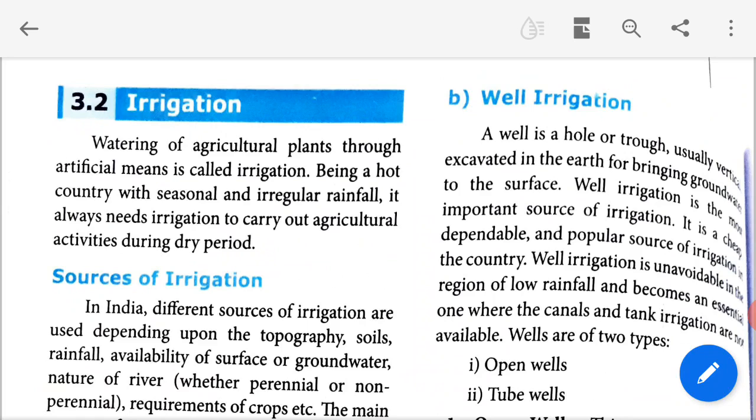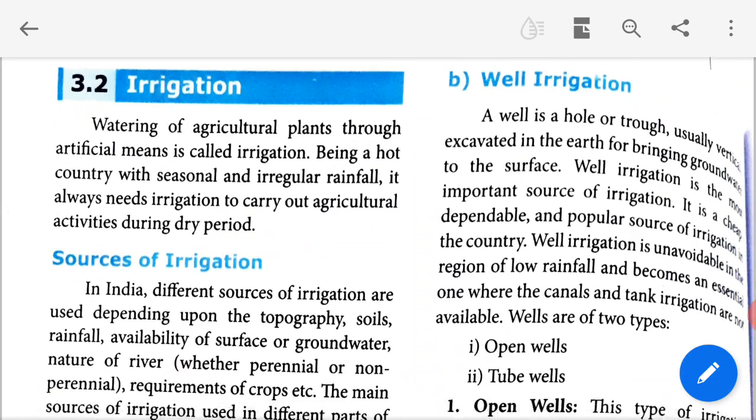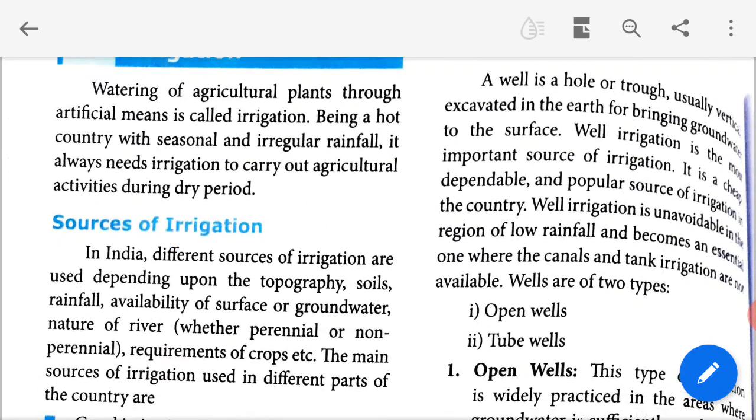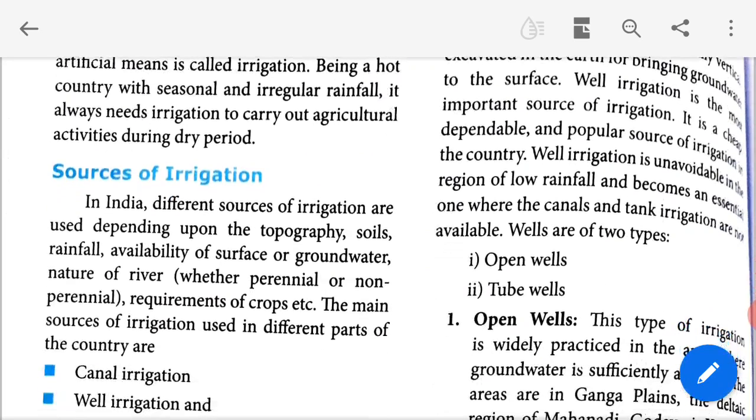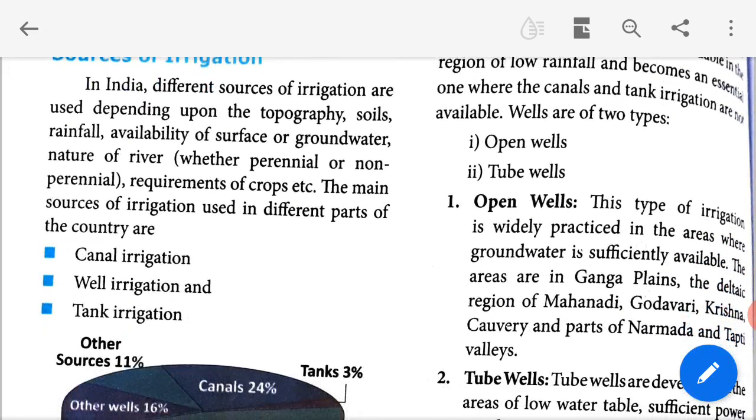Well irrigation is the most important source of irrigation. It is a clean, dependable and popular source of irrigation in the country. Most of us know well irrigation. Well irrigation is unavoidable in regions of low rainfall and becomes essential when canal and tank irrigation are not available. So when the place is getting less rainfall, we tend to use well irrigation. There are two types of well irrigation. One is open wells, the other is tube wells.